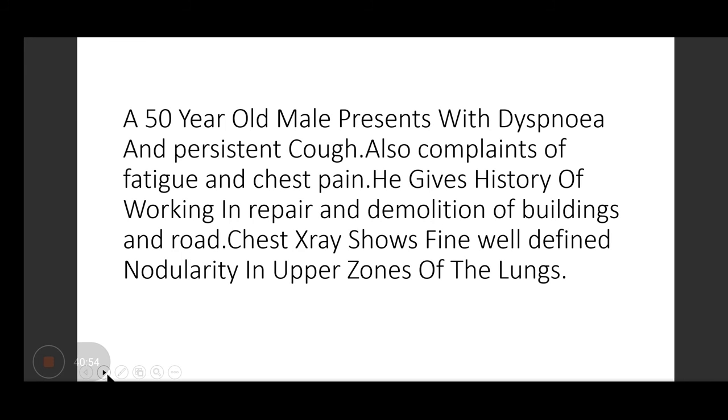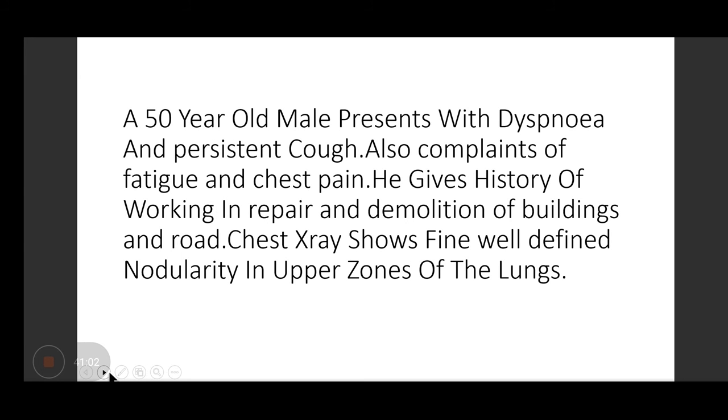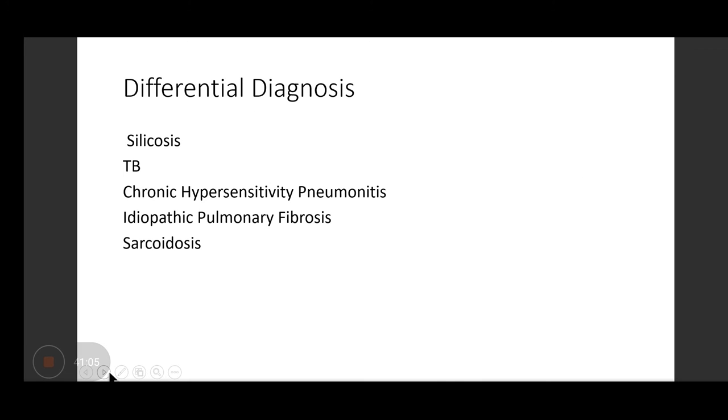So for this case, with dyspnea, cough, history of working in repair and demolition of buildings and roads, chest X-ray shows fine, well-defined nodularity in the upper zone. The differential will be silicosis, TB, hypersensitivity pneumonitis, idiopathic pulmonary fibrosis, and sarcoidosis. For sarcoidosis, you can ask about manifestations in other organs, and also about age. And for chronic hypersensitivity pneumonitis, you can ask about history of allergies or any occupational history of farming or so on.